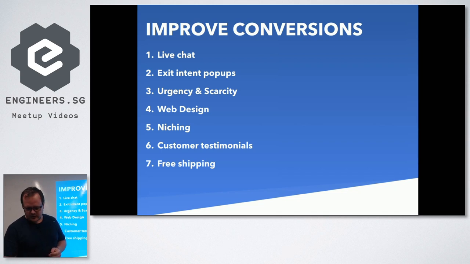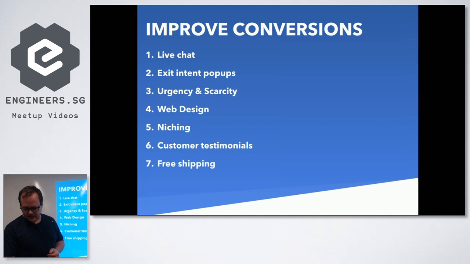You can use urgency and scarcity as well to make sure that people are looking at a product. So you can use a time limit. So say a product's on sale for a certain amount of time. You can look at bringing in counters. So a countdown from 5 hours to 2 hours or something like that.